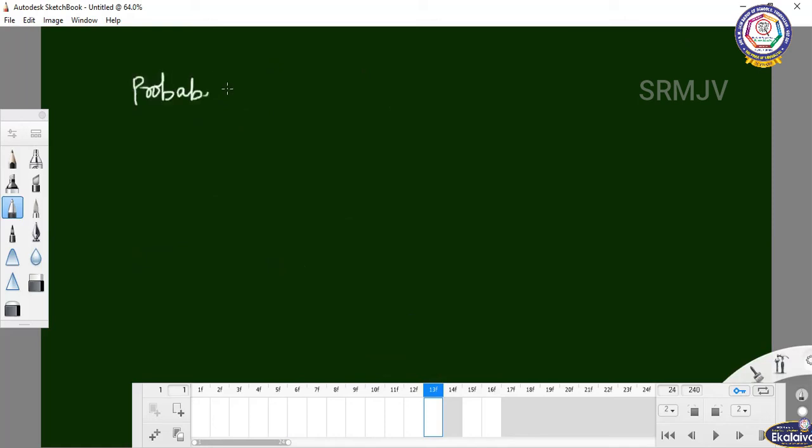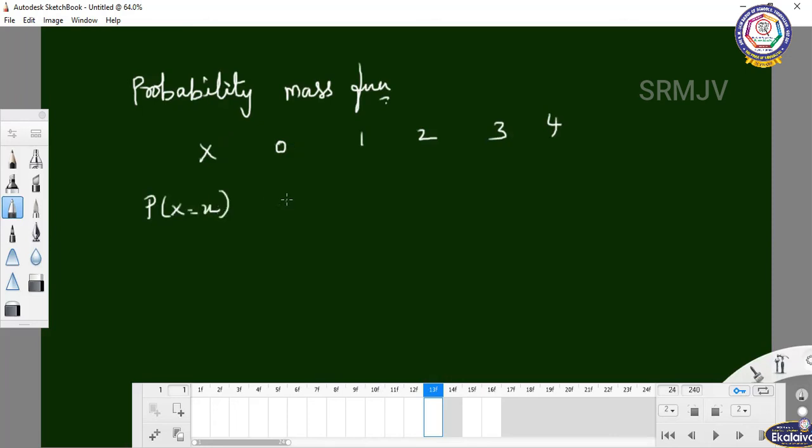Probability mass function, PMF: x can take the values 0, 1, 2, 3, 4, and P of x equal to x is 1 by 5, 1 by 10, 1 by 5, 1 by 10, and 1 by 10. So what is the second subdivision?